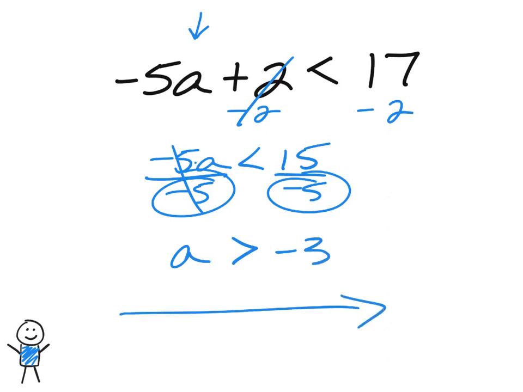And sometimes you will be asked to graph it. Negative 3 is our value of interest. Because it's just a less than symbol, not less than or equal to, it's an open circle. All the values greater than negative 3 will also be to the right on a number line.